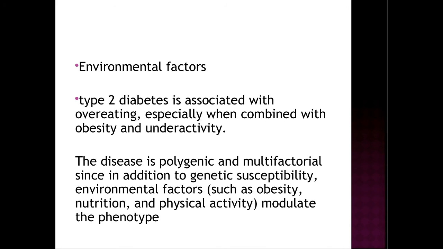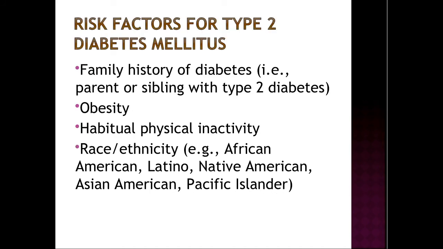Type 2 diabetes mellitus is also associated with overeating, especially when combined with obesity and low physical activity in the patient. The disease is polygenic and multifactorial in addition to genetic susceptibility. Environmental factors such as obesity, bad nutrition, junk food, and physical inactivity modulate the phenotype of this form of diabetes mellitus.